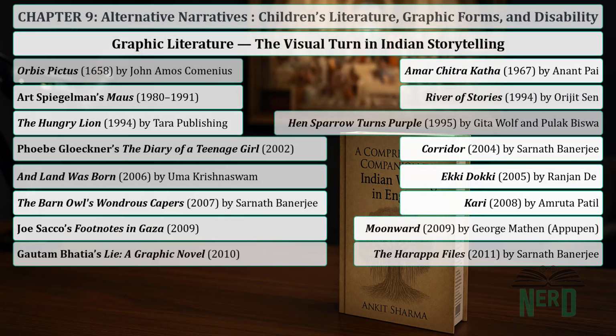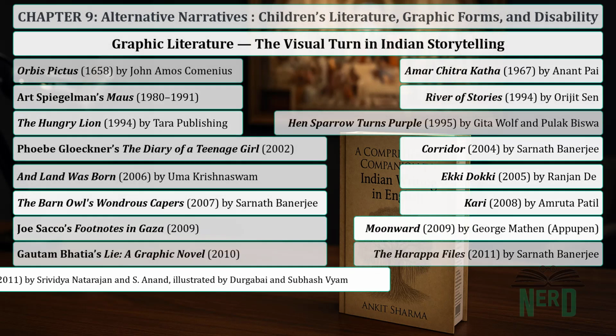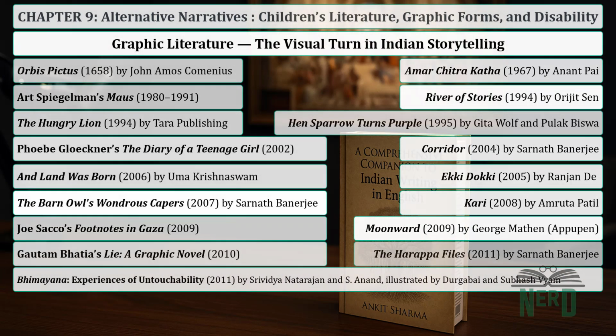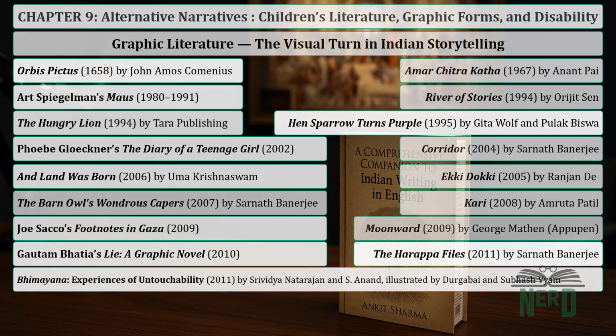We now arrive at 2011, the year of Bhimayana. Experiences of untouchability gave Indian graphic literature a new soul. Written by Srividya Natarajan and S. Anand, and illustrated by Durgabai and Subhash Vyam in Gond art style, this biography of B.R. Ambedkar transforms caste violence into visual metaphor. Thorns become insults, scorpions become fear.